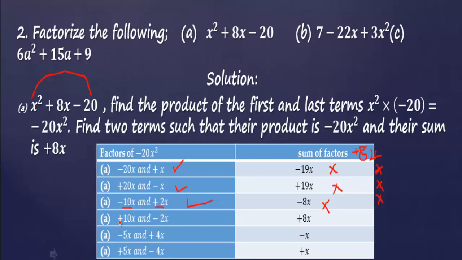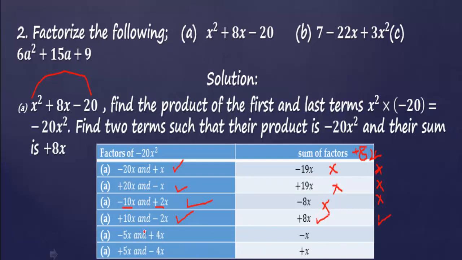Now let's say we are picking plus 10x and minus 2x. Multiply plus 10x and minus 2x, we are going to get minus 20x squared, which is correct. And then when you add them together, plus 10x minus 2x is going to give you plus 8x, which is correct also. That means we are picking this.